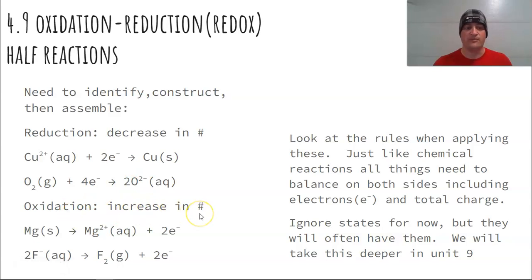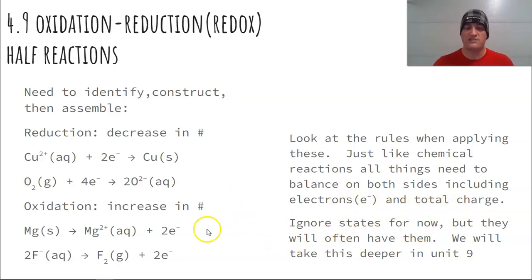Oxidation is an increase in the number, so going from 0 to 2 plus by shedding the electrons, or the idea of a -1 to a 0 by, again, shedding electrons. So just think about the redox rules to know, is it going up or going down? Remember, reduction is going down in charge, oxidation is up. But these are just like chemical reactions. All things need to balance on both sides, including electrons and total charge.